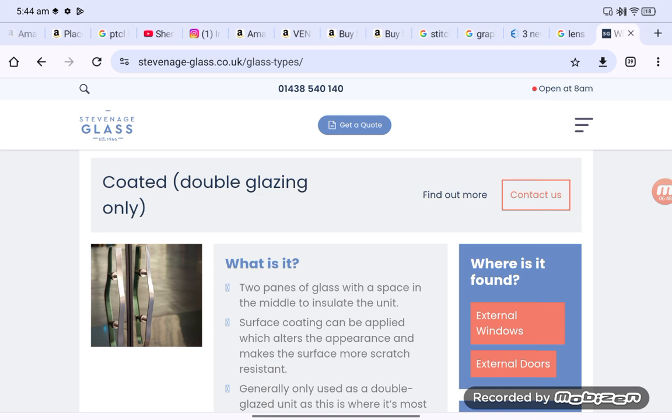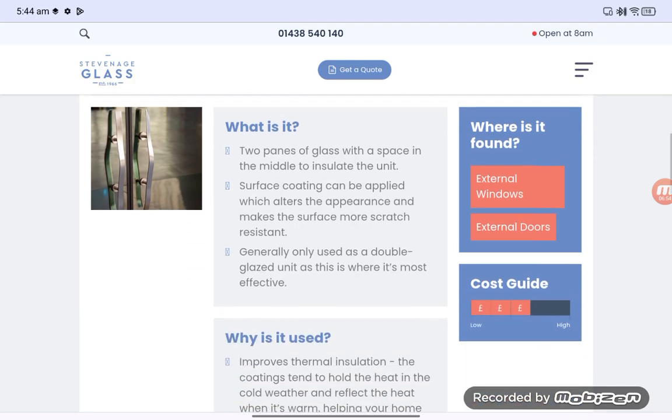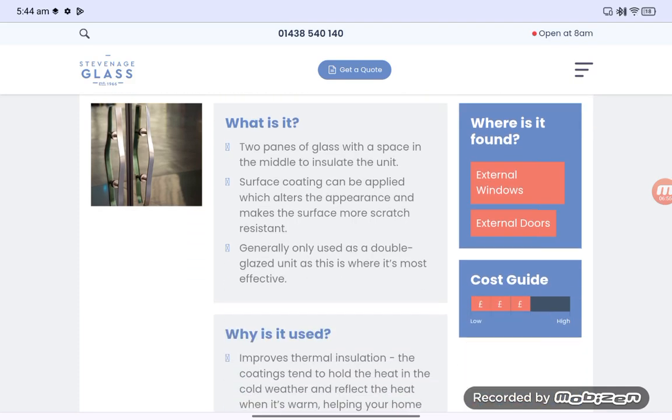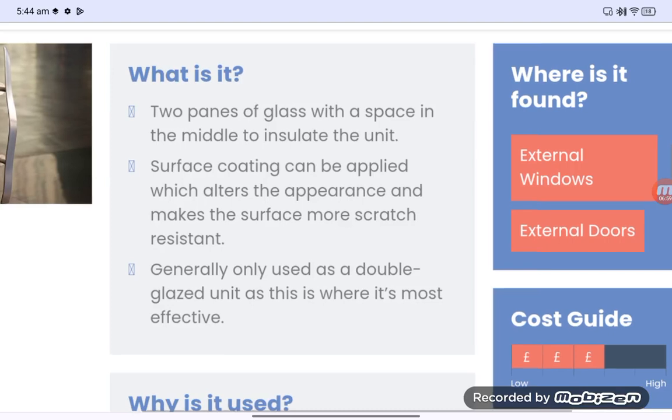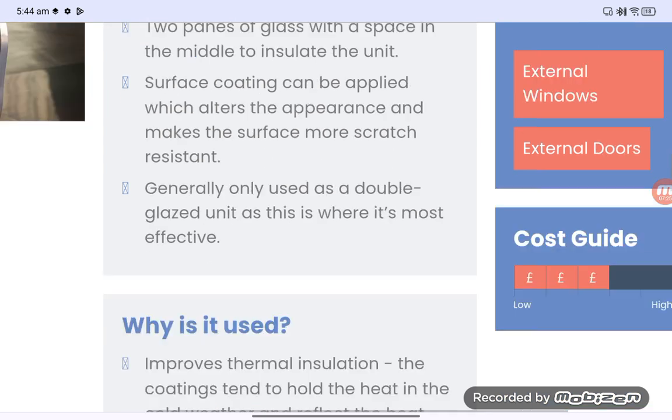Double glazing, coated glasses. Two panes of glass with a space in the middle to insulate the unit. Surface coating can be applied which alters the appearance and makes the surface more scratch resistant. Generally only used as a double glazed unit as this is where it is most effective.